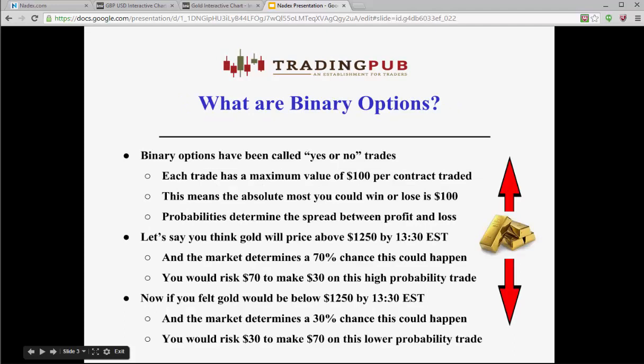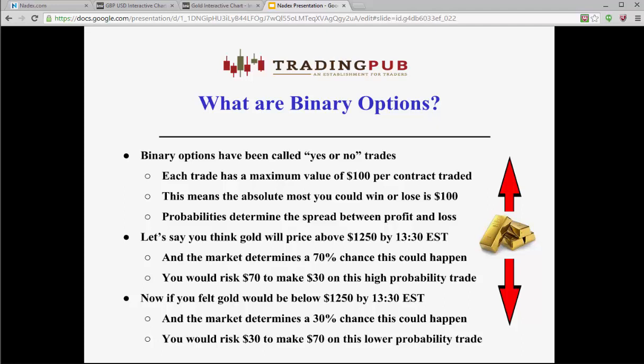So binary options have been called yes or no propositions. Each trade has a maximum value of $100 per contract traded. And that means the absolute most you can win or lose is $100. The probabilities, or the market, determines the spread between profit and loss.